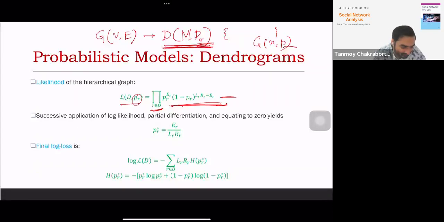Okay. All right. So now this is the likelihood of a dendrogram. Similarly, if you are given another dendrogram, you can easily calculate its likelihood, assuming that you know the PR. If you know the PR, you can measure the likelihood of that dendrogram, right? Now, what is our target? Our target is to come up with a dendrogram whose likelihood is maximum. So we try to maximize this likelihood, right? Maximizing likelihood is the same as maximizing log likelihood.